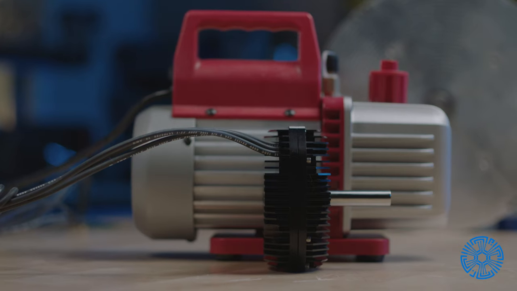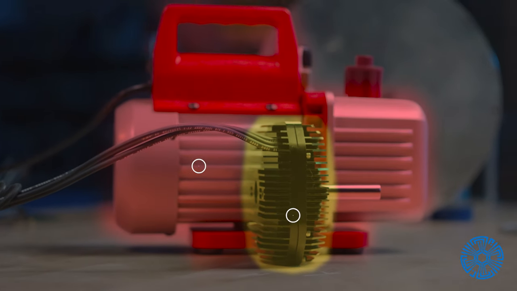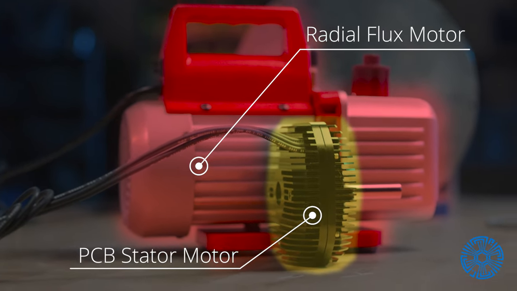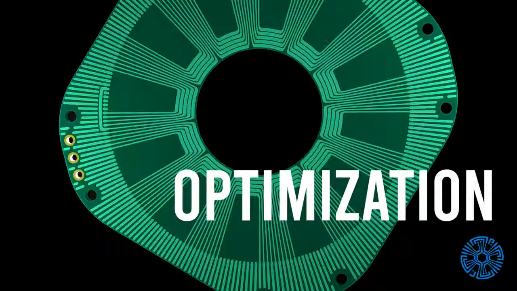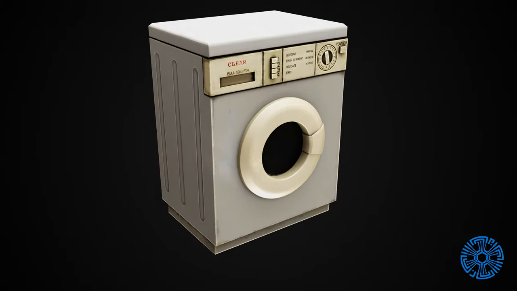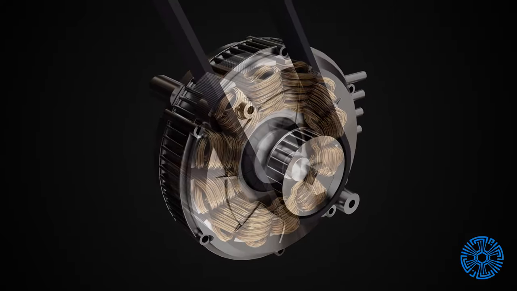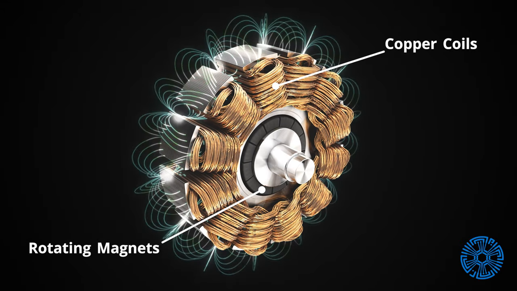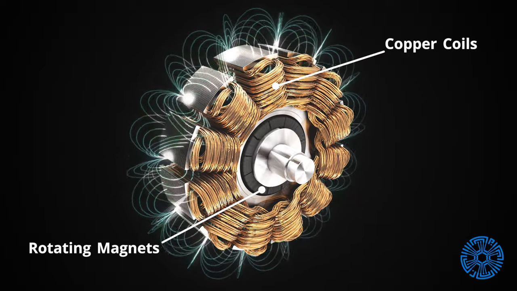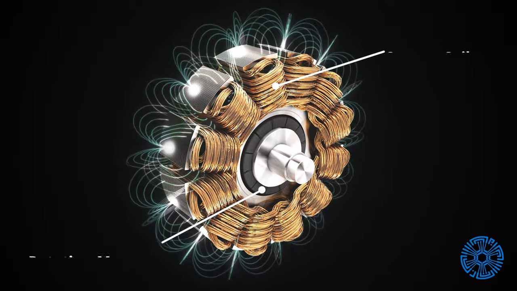How does a PCB stator motor work? How is it different from traditional electric motors? And most importantly, why should you care? The key is design optimization. All BLDC motors rely on the interaction of magnets and current flowing through a conductor like copper to create an electromagnetic field that generates both torque and speed.